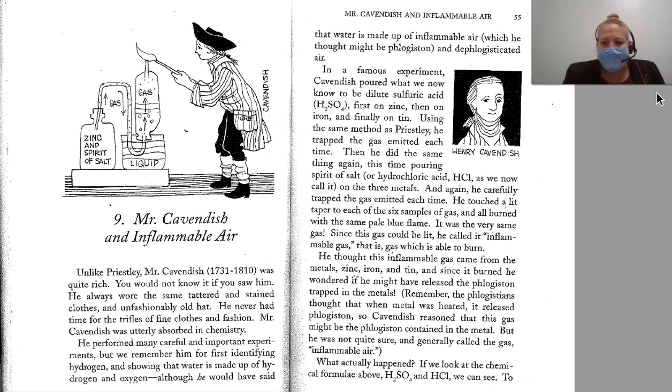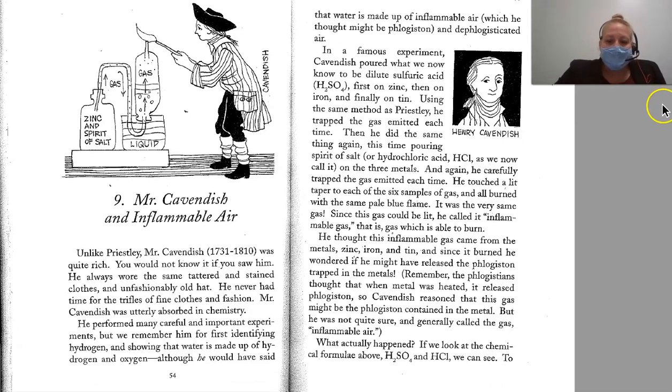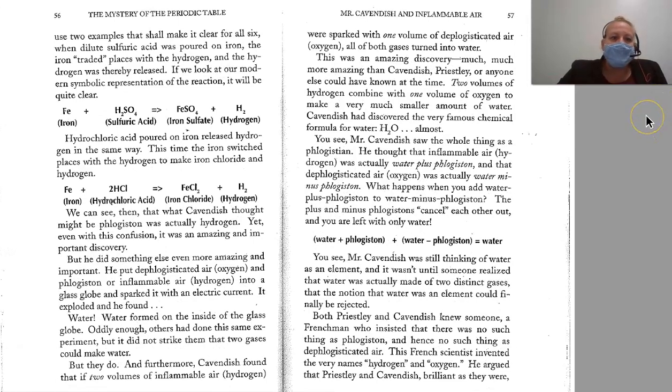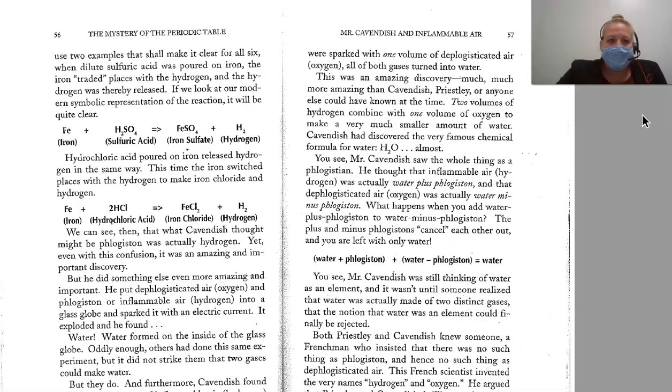What actually happened? If we look at the chemical formulas, H2SO4, which is sulfuric acid, and HCl, which is hydrochloric acid, we can use 2 examples that shall make it clear for all 6. When the dilute sulfuric acid was poured on iron, the iron traded places with the hydrogen, and the hydrogen was then released. If we look at the modern symbolic representation of the reaction, it will be quite clear.